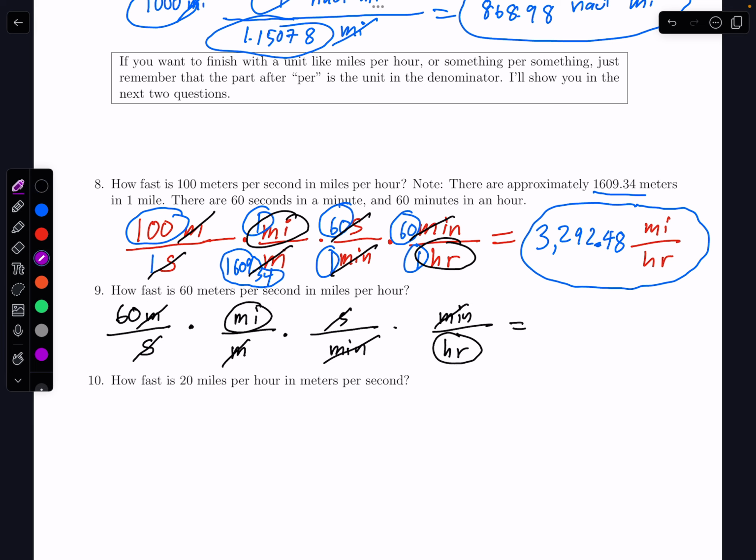Now let's fill in those numbers. It was 1 mile for 1,609.34 meters. 1 minute per 60 seconds. 1 hour for 60 minutes. So this time I'm going to take 60 times 60 times 60, and then divide by 1,609.34. Let's just ignore all the ones this time. 60 times 60 times 60. Divide by 1,609.34. And I get 134.2, 0.22.